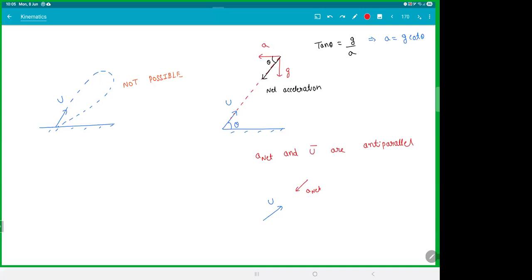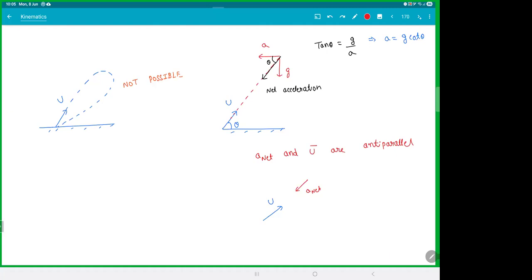Any doubts on this? Dave, Ananya, Anish, Dhruv, Manav, Yukti. Clear? Tanmay?